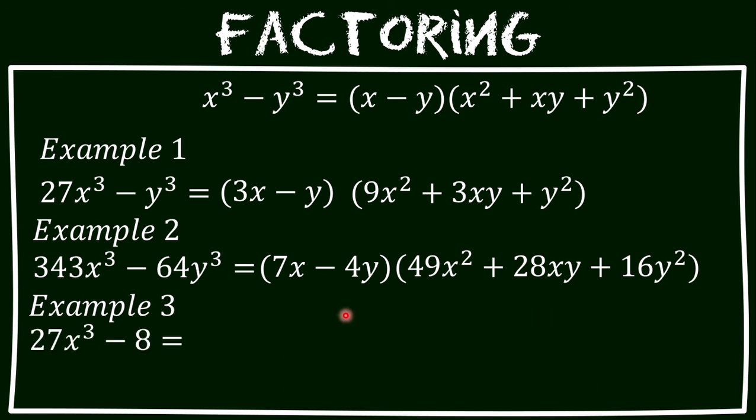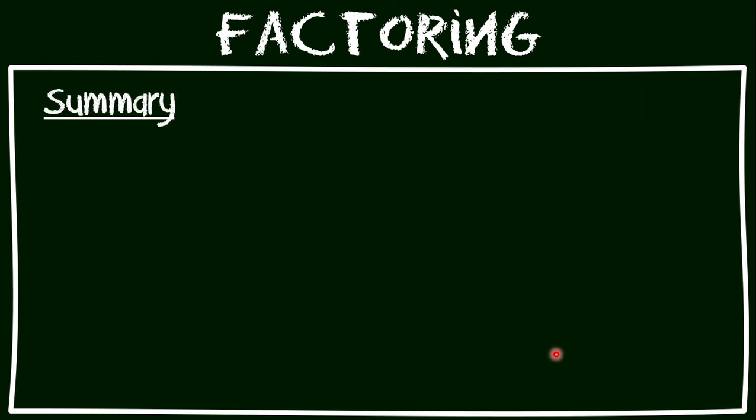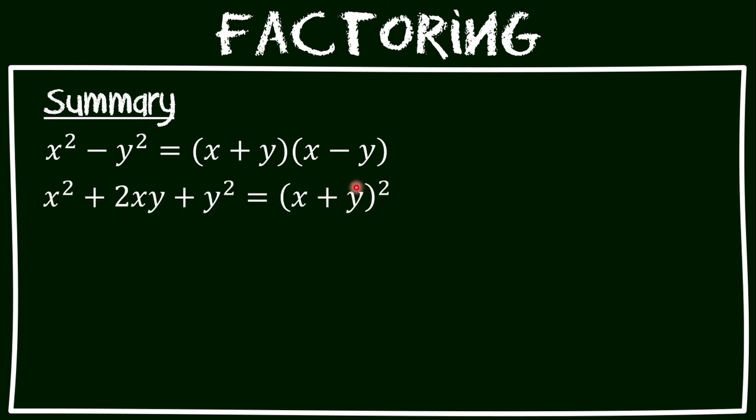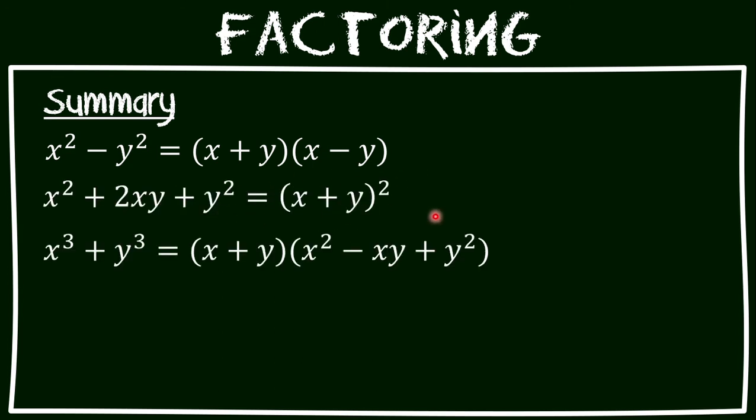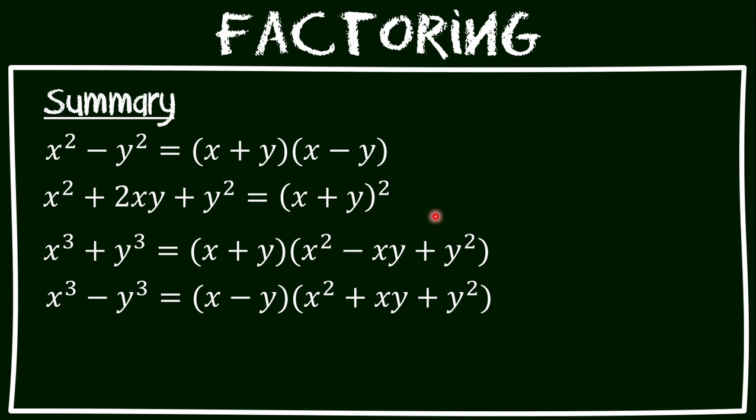For example number 3, we have 27x cubed minus 8. You can pause this video and try to answer this. If you arrive at my answer, then your answer must be right. And for the summary, we have x squared minus y squared. That's the factor form. You can take a picture of this and save it on your phone for your reference.